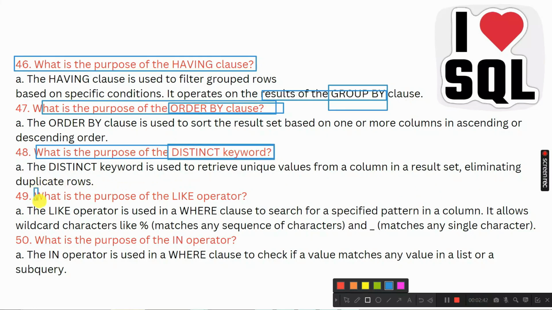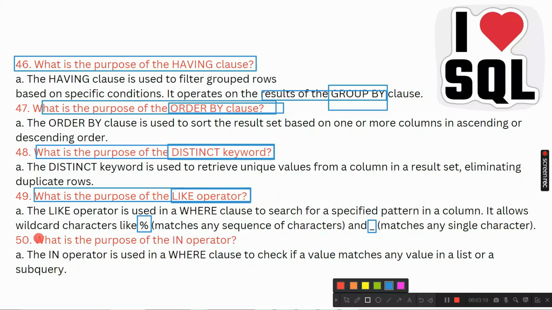Next question is, what is the main purpose of like operator? The like operator is basically used in a where clause to search for a specific pattern in a column. It allows wildcard characters like percentage, okay, to match any sequence of characters, and we can use the underscore to match a single character. Got it? In this way we can use the like operator in SQL.